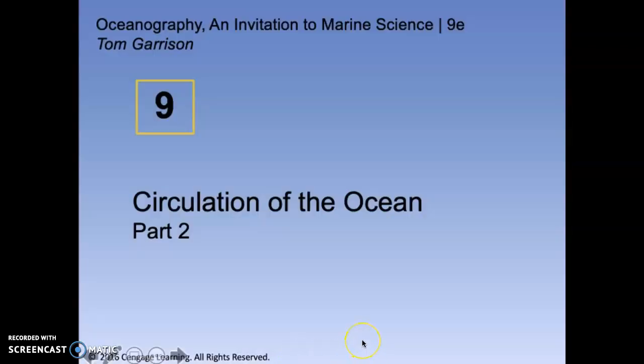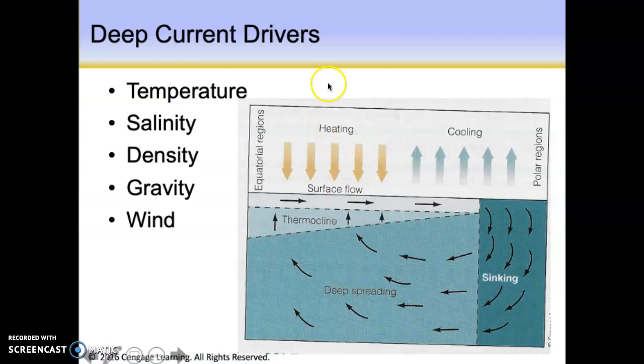All right, so this is our second set of slides. This is Circulation of the Ocean Part 2. And we're going to talk about deep ocean currents. And we're going to start again with the forces that drive these currents. So we have temperature, salinity, density, and gravity.